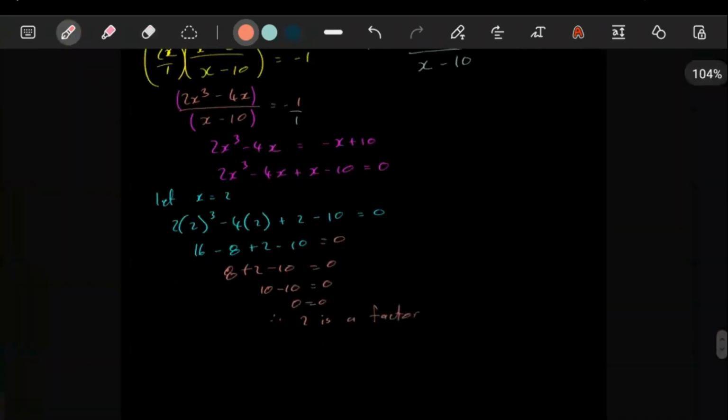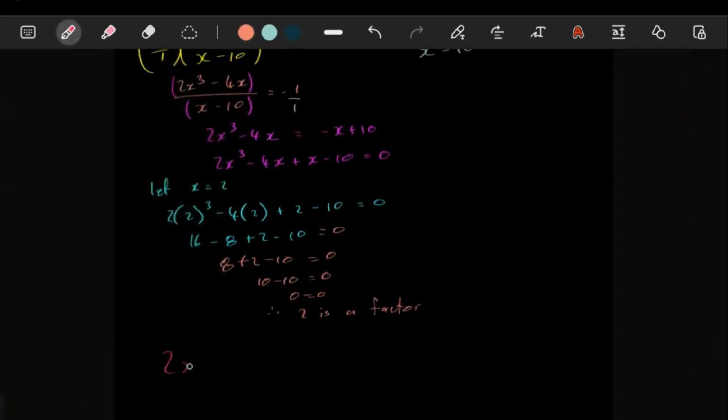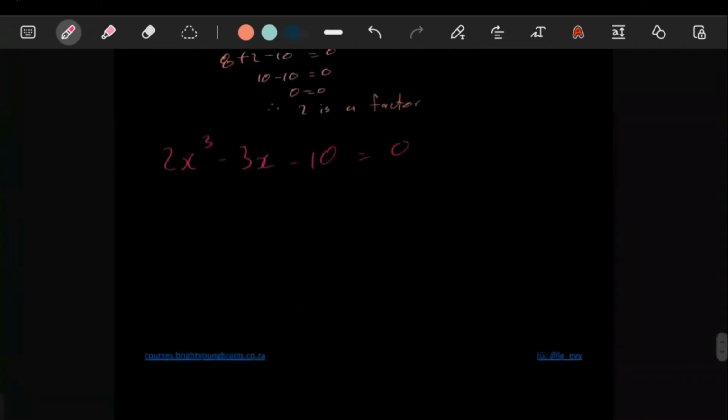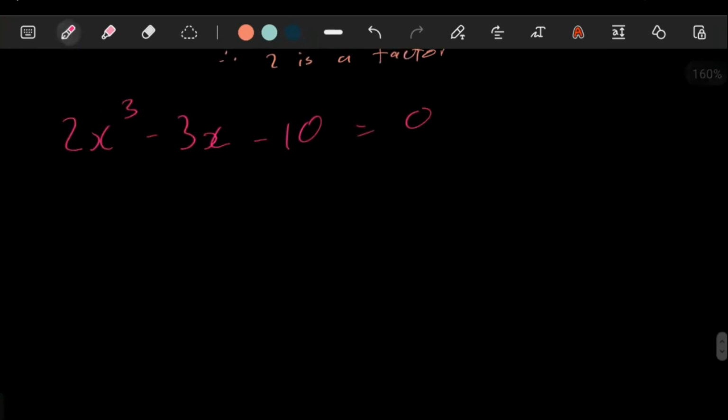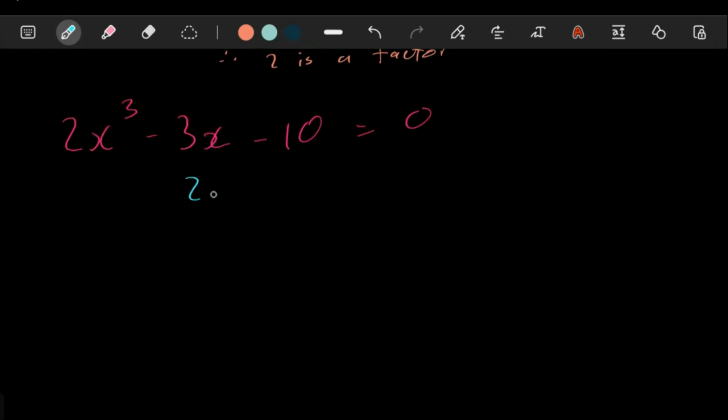Let's actually just make sure that this is in its simplest form, meaning, let me write it down here. It's going to be 2x cubed. These are like terms, so this would have been -3x minus 10 equal to 0. So with synthetic division, you want to make sure that your numbers are in descending powers properly. Meaning if something is not there, you have to replace it with a coefficient of 0. So you want to write it as 2x cubed. Since there's no x squared, you're going to have to put 0x squared here. And then -3x, and then -10 equal to 0.